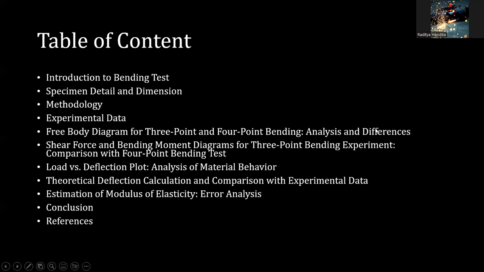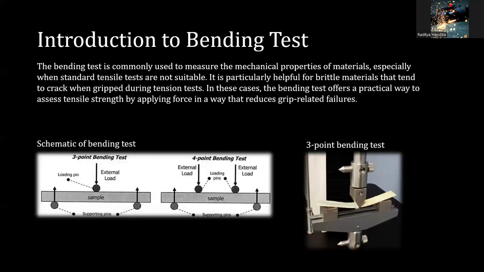So here is the table of contents, and the first topic that we will be discussing is an introduction to the bending test. The bending test is a widely used method for determining the mechanical properties of materials, especially when conventional uniaxial tensile tests are not suitable. It is particularly useful for brittle materials that tend to crack under tensile stresses when gripped, making them difficult to test with the traditional tension method.